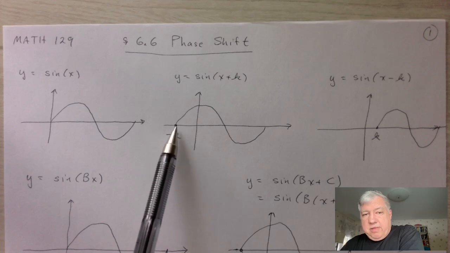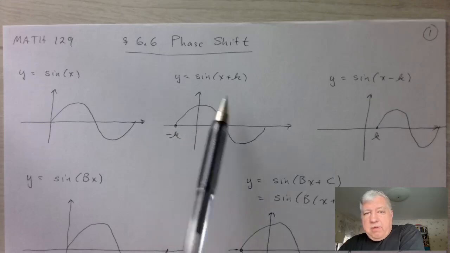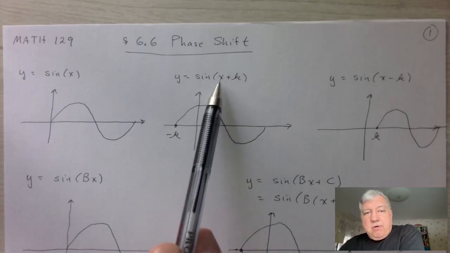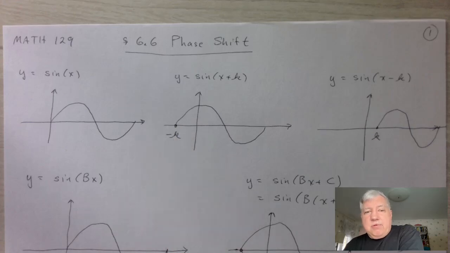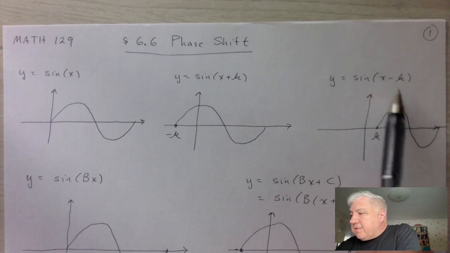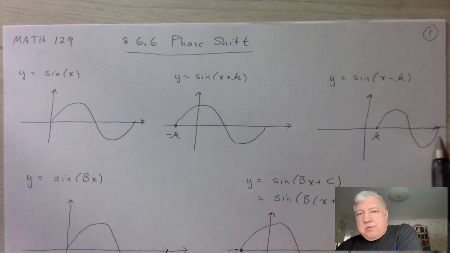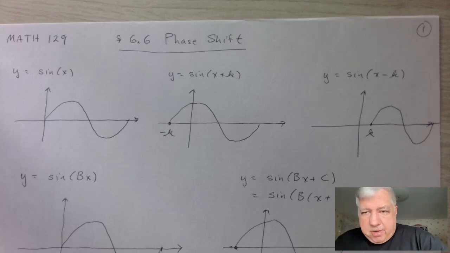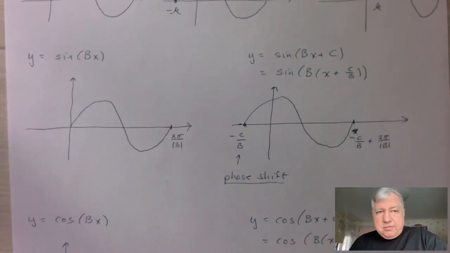So we have this cycle that now begins at minus k. And this makes sense, because if you plug x equals minus k in here, you get sine of 0, which is 0. Same thing over here. If you replace x with x minus k and plug in k, you get sine of 0, which is 0. So you get this shift. This is something we already knew from other classes.